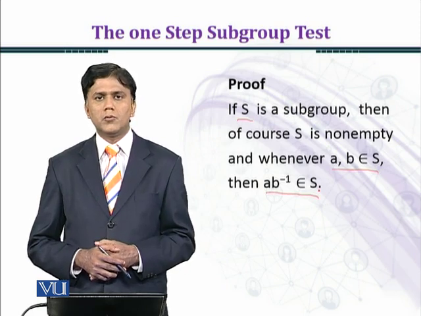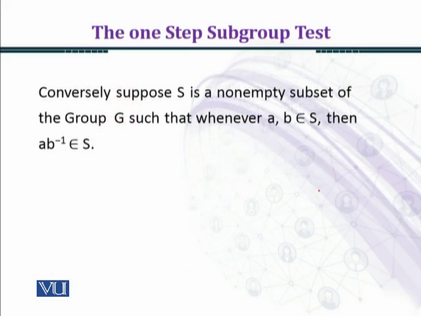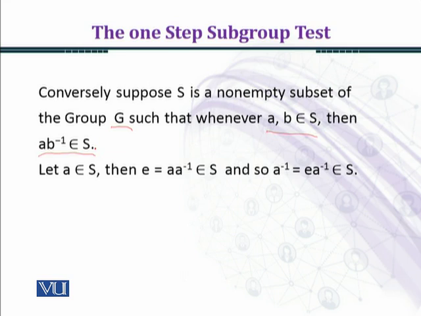Now we prove the converse condition. Conversely, suppose that S is a non-empty subset of the group G such that whenever a, b belongs to S, a b inverse belongs to S. Now we need to prove that S is a subgroup of G. To prove this, we shall verify all the axioms of the group for S being a subgroup of G.